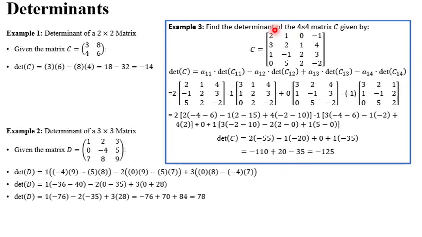this matrix C. So the determinant will be, take the first element in the first row, which is 2, you write that down, and you then cover the elements in the row and column relative to the first element in the first row. So now you'll be left with this 3 by 3 matrix, and it is written here.